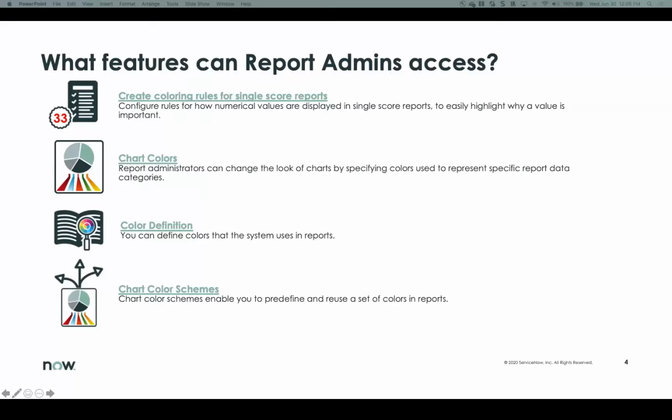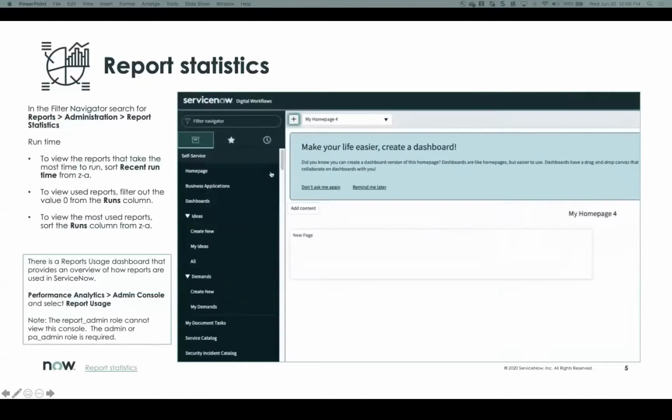And then we'll talk about color definitions, where you can actually set and define different colors for the whole entire system uses inside of reports, and then color schemes. So we can talk about maybe there's some different blues that you like to use, or greens, or oranges, or red, or whatnot, and you can create those and add those in there as well. So with that, let's talk about the first one.